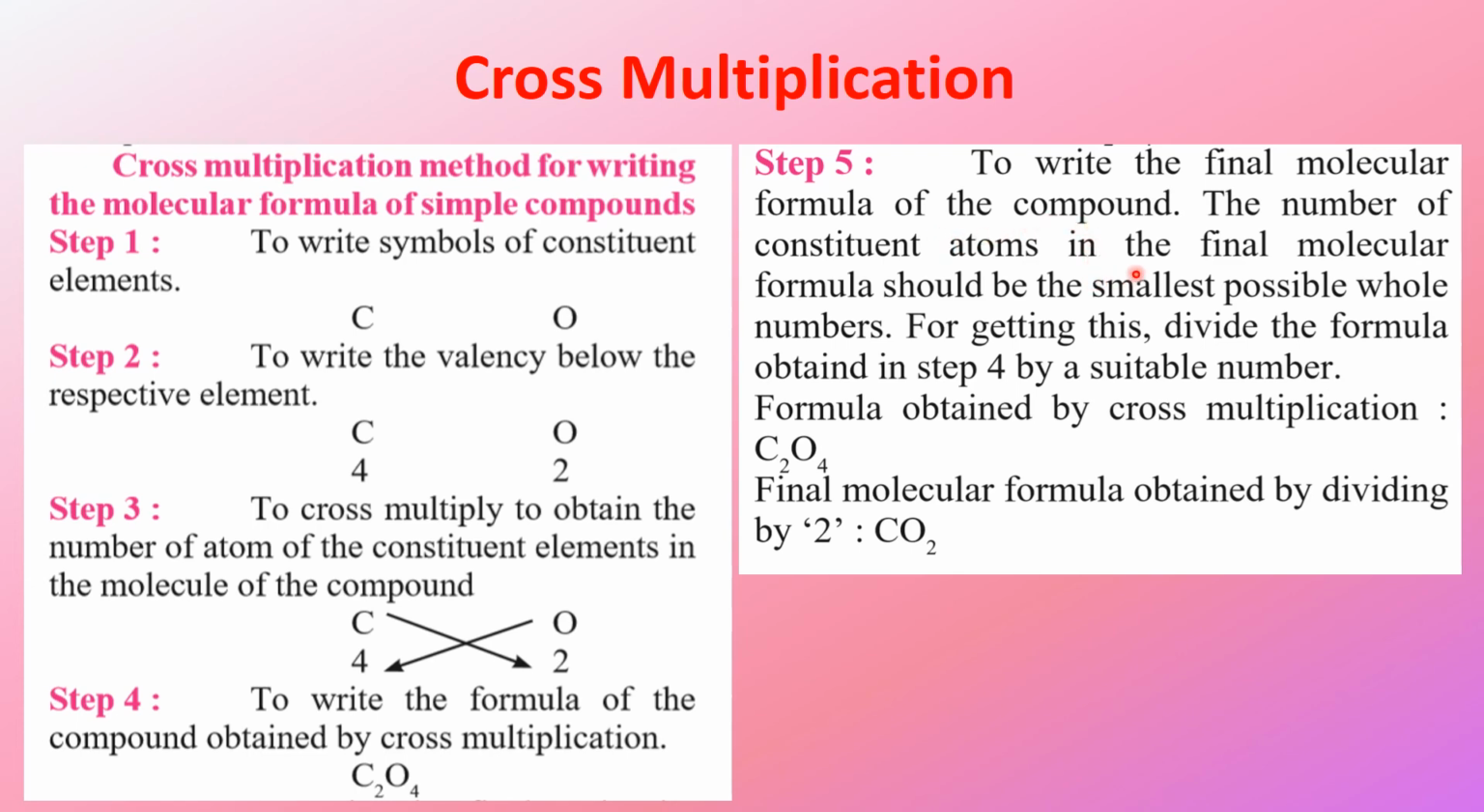Next, step 5, to write the final molecular formula of the compound, the number of constituent atoms in the final molecular formula should be the smallest possible whole numbers. For getting this, divide the formula obtained in step 4 by a suitable number. So, the formula obtained by cross multiplication in step 4, which formula did we get? C2O4. And the final molecular formula, obtained by dividing by 2, is CO2.